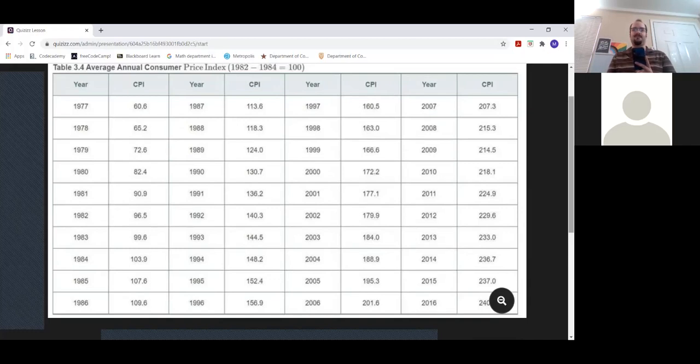So finding inflation from 1990 to 2016, we're going from 130.7 to 240. Find that relative difference.